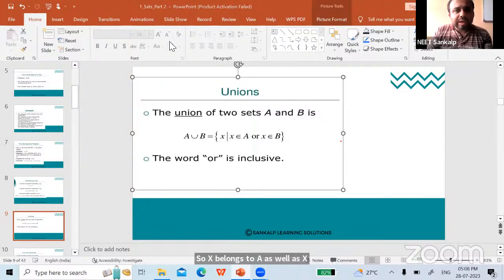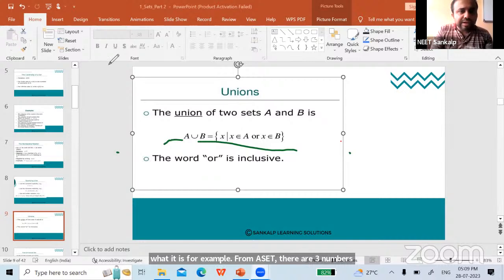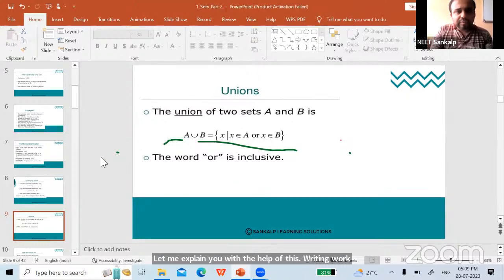So both conditions hold with respect to one another, meaning x is such an element. We have to find such an element that belongs to both sets A and B. So that is what we call inclusive sets. Is that clear? This is called an inclusive set. So what does it mean? For example, from set A, there are three numbers present. Let me explain with the help of this writing work. Just wait for a minute. Okay.